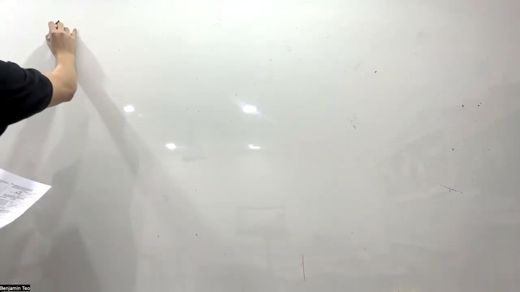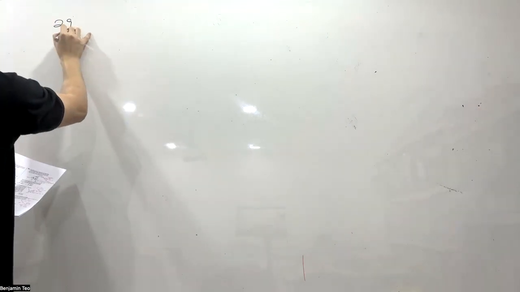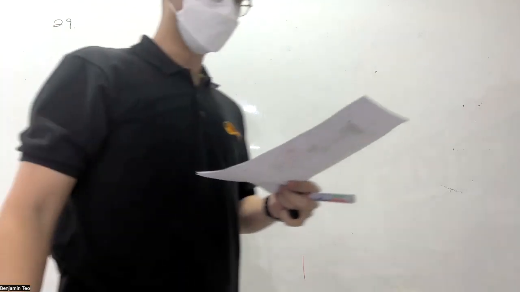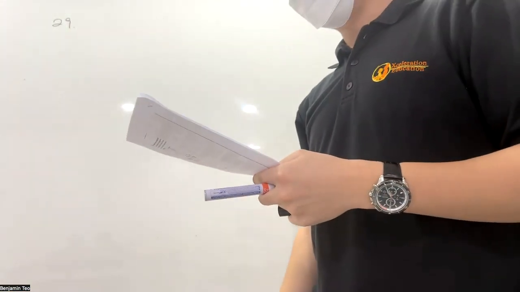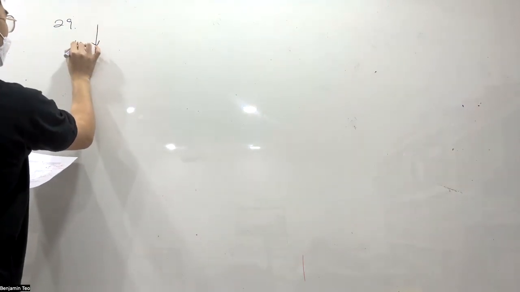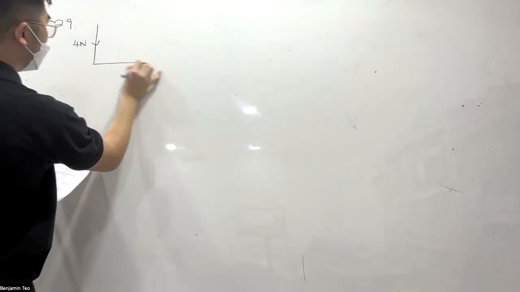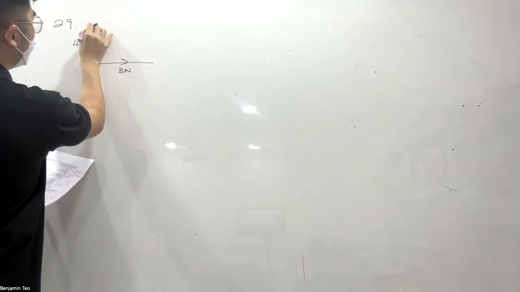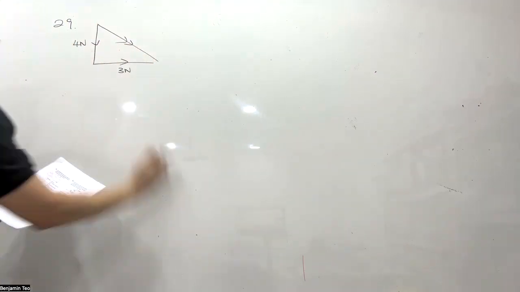Still remember how to do 29? How do you do 29? Draw your vector diagram, find the resultant force. So 4 Newton plus 3 Newton. This is the resultant.